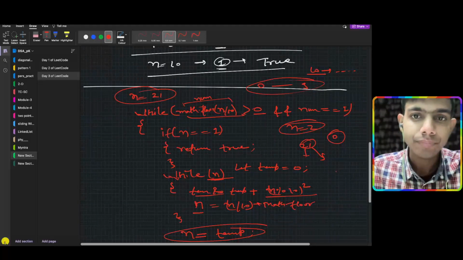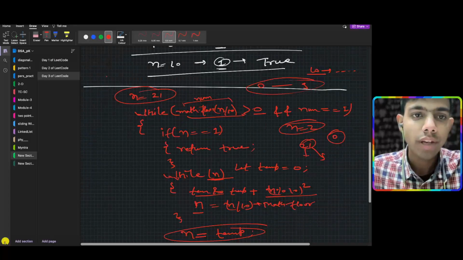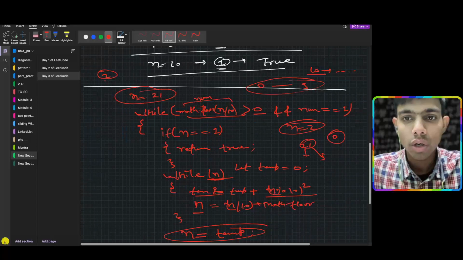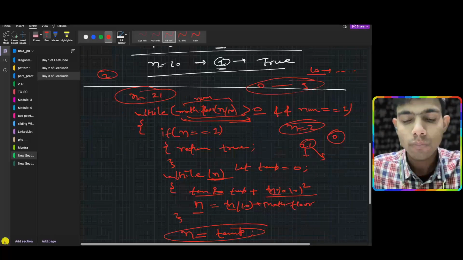Now let's suppose right now in the end we are left with the value of 2. So for 2 it will not come, right? It will not match this condition. So it will not come here. Okay.